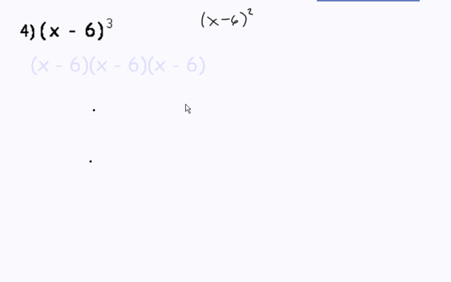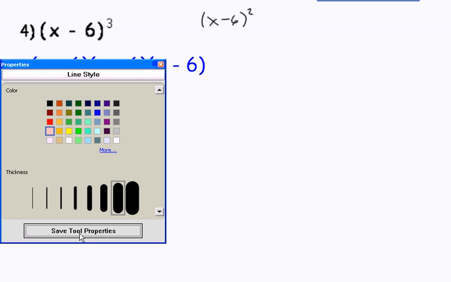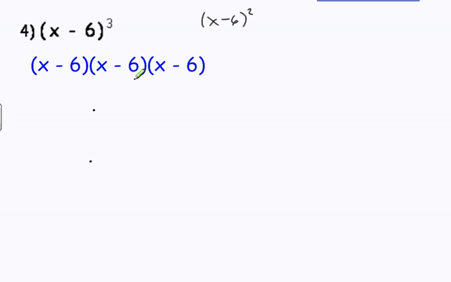So I'm going to write this in expanded form to start. x minus 6 cubed would be x minus 6 times x minus 6 times x minus 6. And the one thing that I notice here is that there are actually 3 factors here. Each of these expressions is a factor.